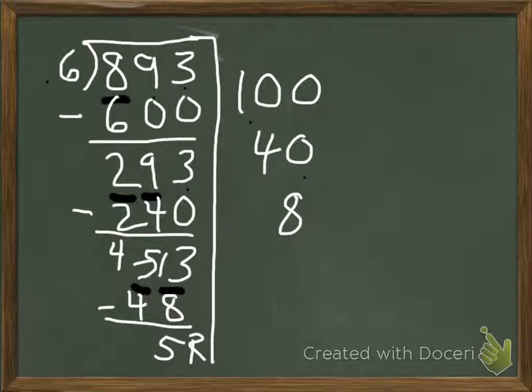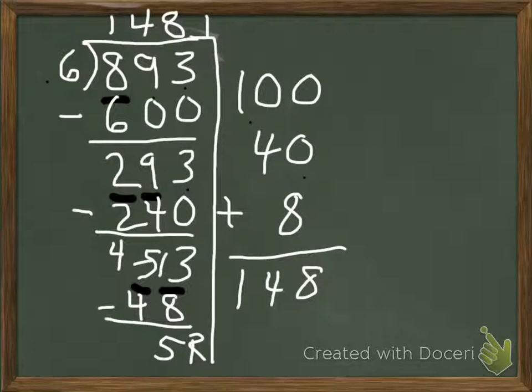And if I look at my numbers on the side here, well, I know what my remainder is, but what is my answer? My answer is actually on the side here. All I have to do is add these numbers up, and I get my answer, which is 148. So the answer is 148, remainder 5.